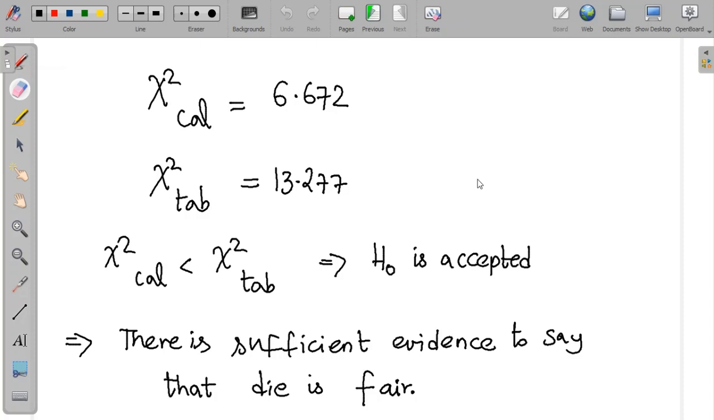So that gives us enough practice on understanding how to use the chi-square test when you test the goodness of fit. And follow this video with another video on a different set of problems shortly.